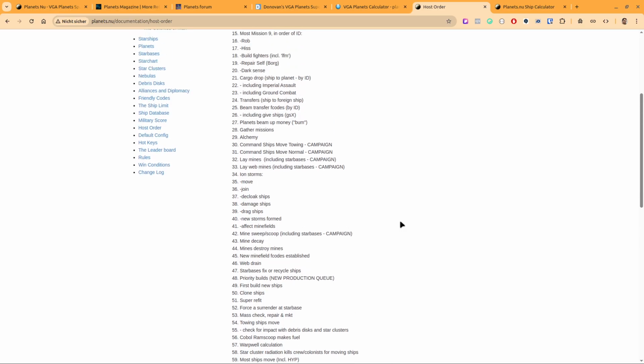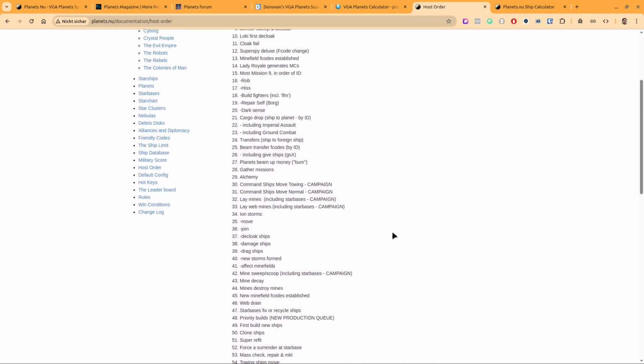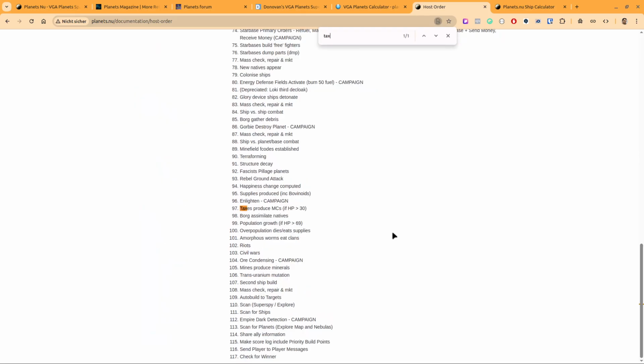Let's make an example. Let me see if I can find the tax here somewhere, or let me just explain it. Let's do tax. You see, taxes are produced first before the Borg assimilate natives. What does that mean? So what I can do is overtax natives.